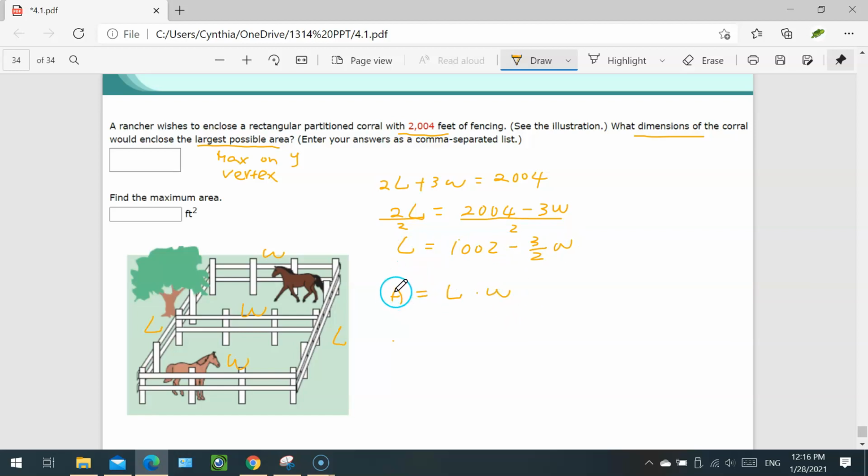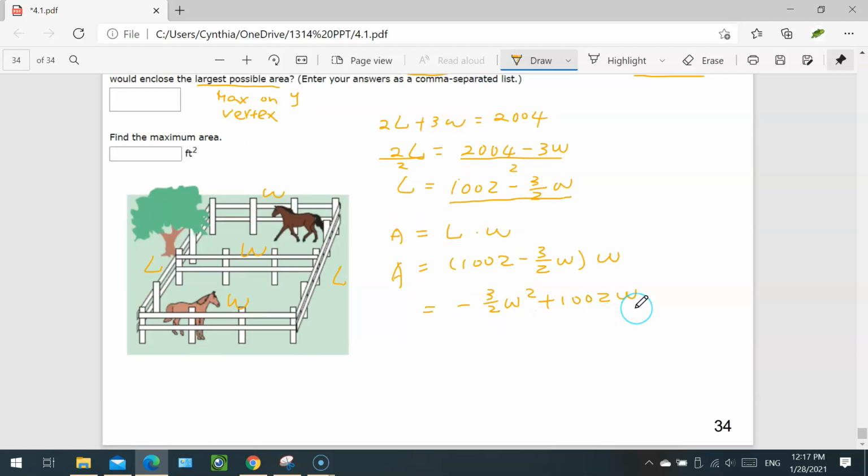Now we apply the formula. Finding the area of the rectangle is length multiplied by width. So we substitute the length with this part, which is 1002 minus 3/2 w, multiplied with w. So this is your area, right? Now distribute it. You will have negative 3/2 w squared plus 1002w. We know this is a quadratic function. So with the quadratic function, to find the largest area, we find the vertex point on the x-axis and then find the vertex point on y to get the largest value on y.